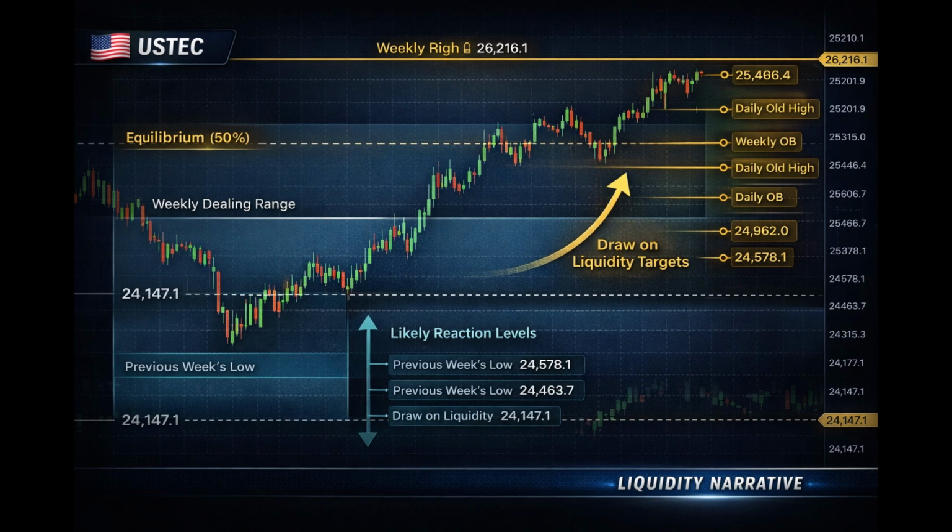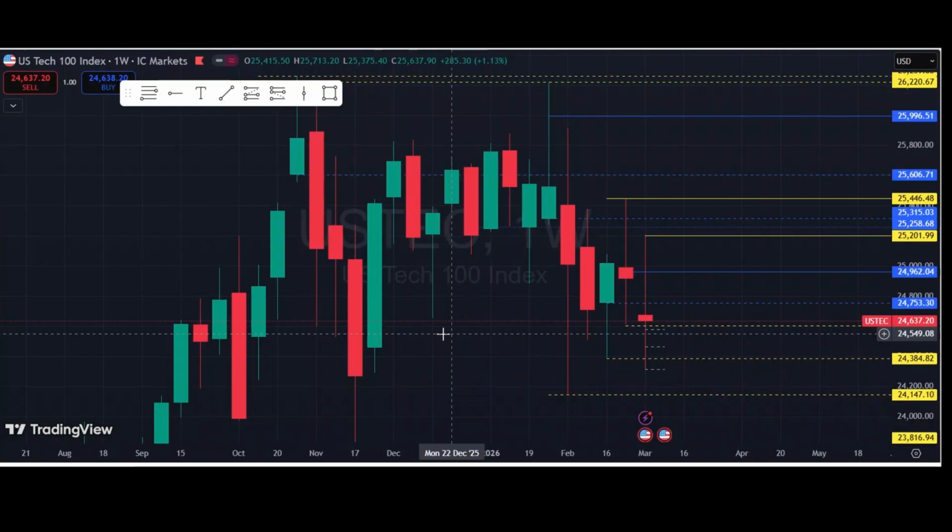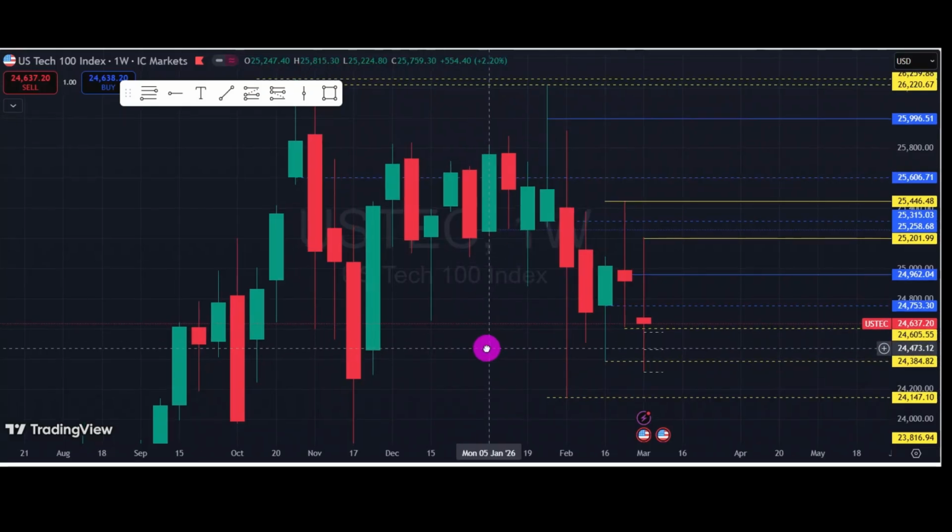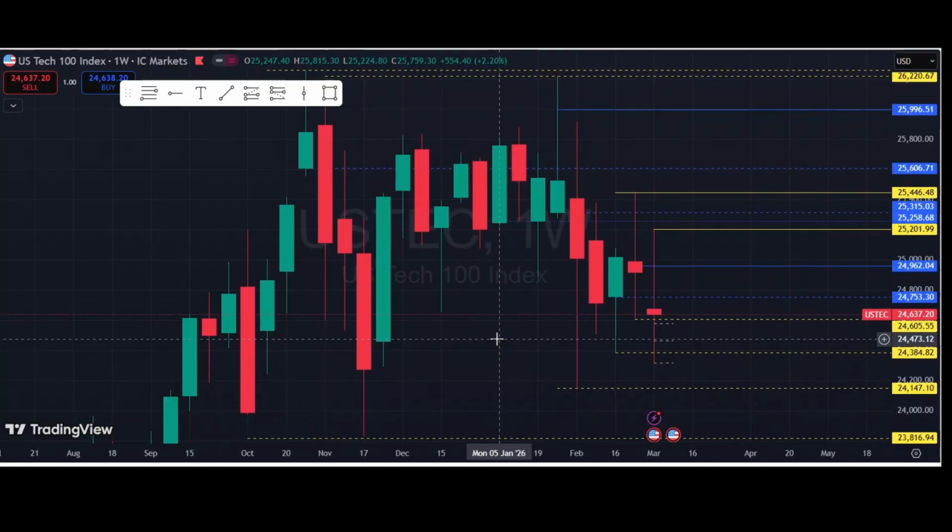To liquidity narrative, these are the key liquidity levels institutions will likely target this week. So let's map the liquidity narrative for the week. In this briefing, we'll map the NASDAQ, which is the US tech. We'll look at British pound USD, Euro USD, and British pound JPY using our weekly dealing range as our framework.